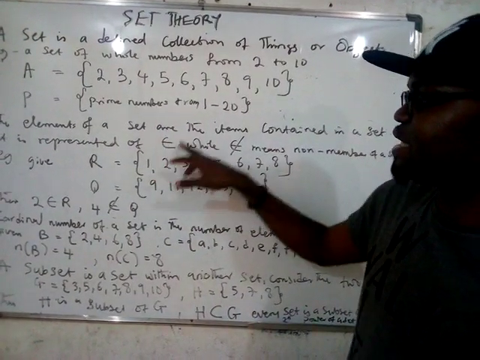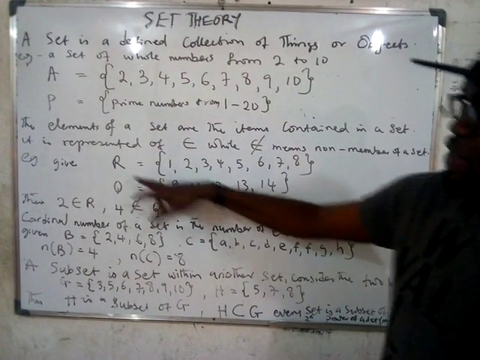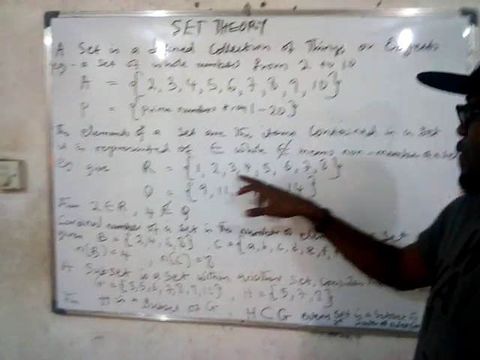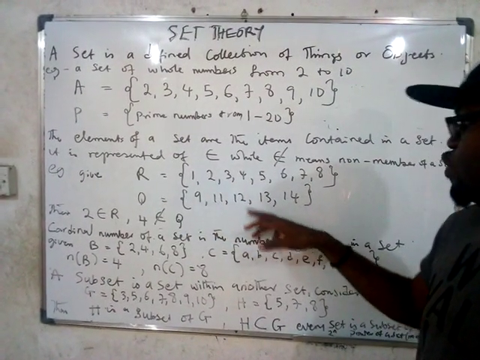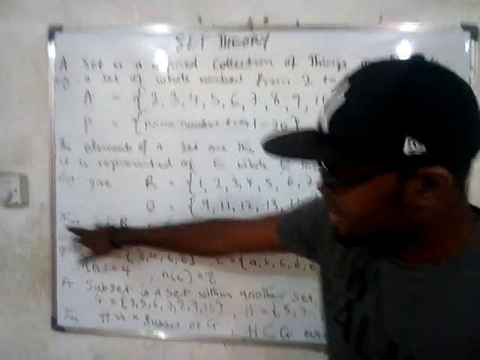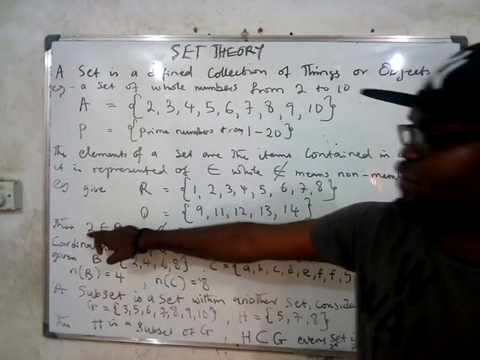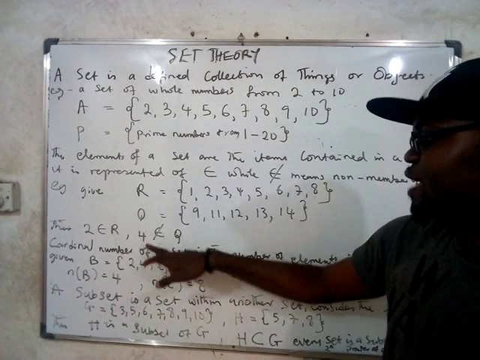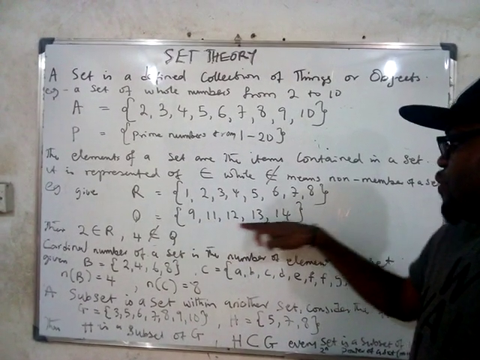And it can be represented with this symbol, while a non-element is represented with this. So consider these two sets, sets R and Q. The elements of set R are 1, 2, 3, 4 to 8, whereas the elements of Q are 9, 11, 12, 13, 14. You can write that 2 is an element of R, because 2 can be found in R. And you can say that 4 is not an element of Q, because if you check through this collection, you cannot see 4.